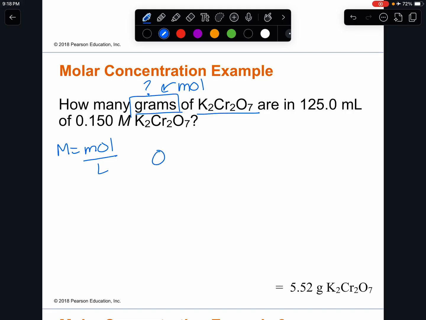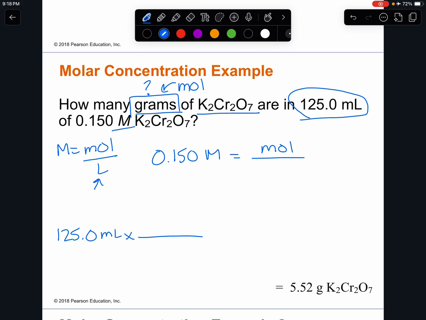Okay, so what we're going to go ahead and do is we are going to plug this information in, 0.150 molarity, right there, equals, now we're trying to find moles, and we want to go ahead and plug this in for our bottom component, which is liters, but we have to convert it. So you're going to have to know this conversion factor, which you've had to know all semester long. There are 1,000 milliliters in a liter, okay? And so you're going to actually just move your decimal place over 3 times to the left, okay? So you end up with having 0.150 molarity equals moles over 0.125 liters.